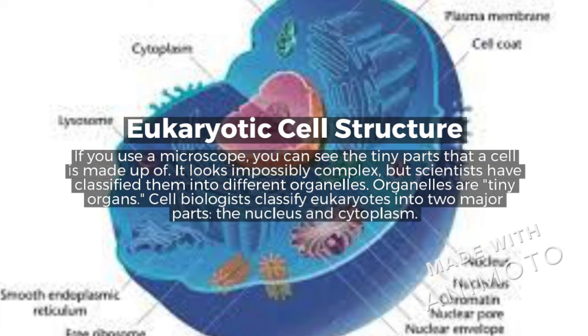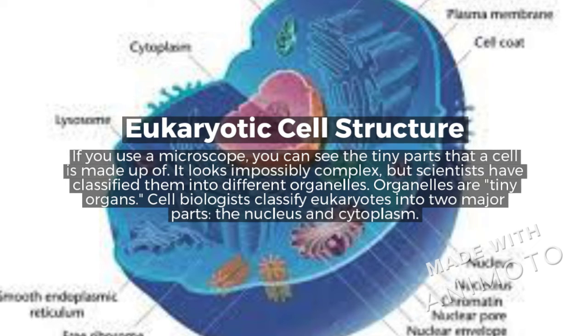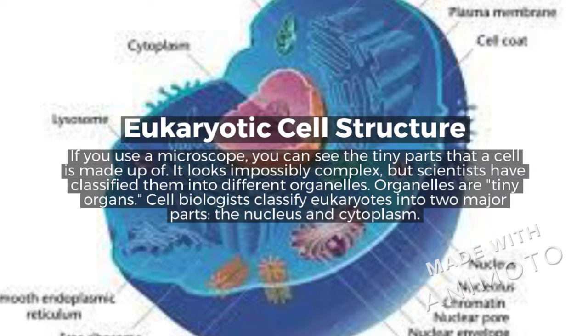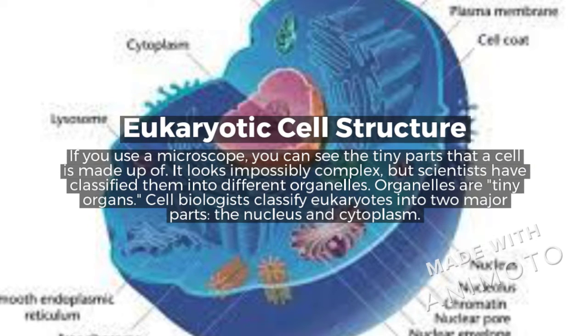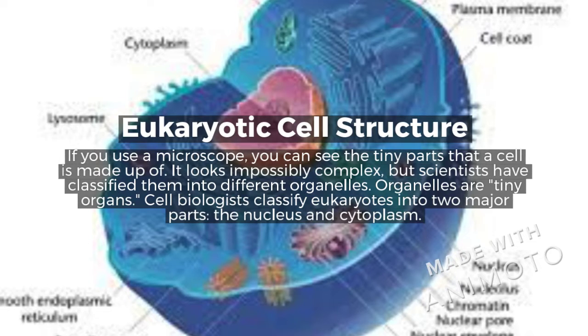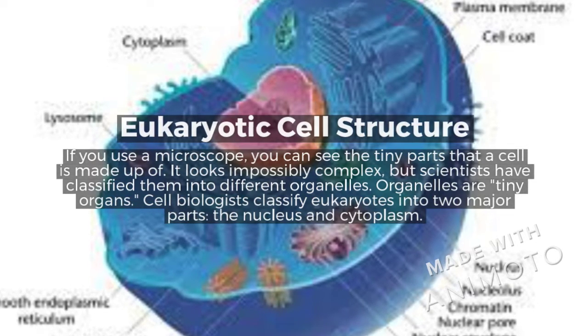Eukaryotic cell structure. If you use a microscope, you can see the tiny parts that a cell is made up of. It looks impossibly complex, but scientists have classified them into different organelles. Organelles are tiny organs. Cell biologists classify eukaryotes into two major parts: the nucleus and cytoplasm.